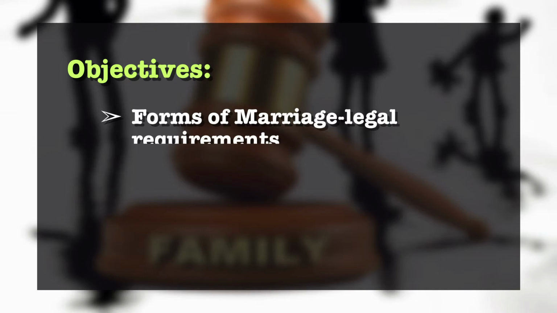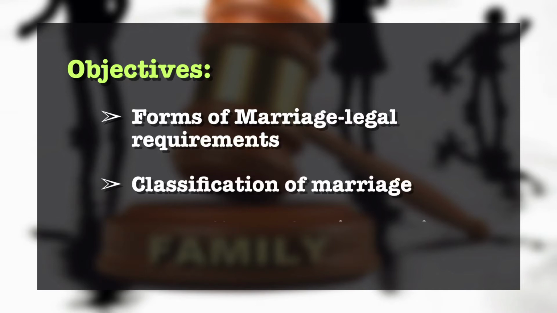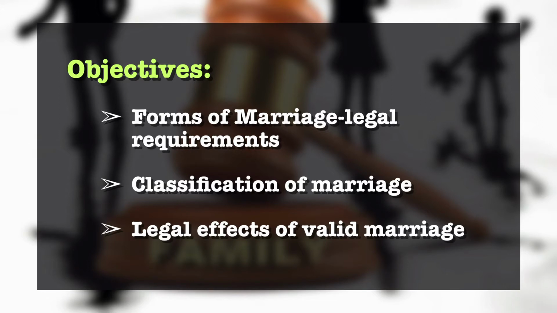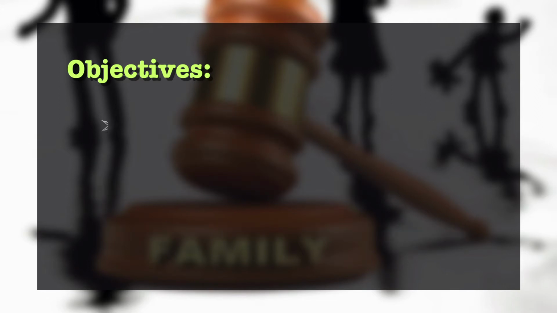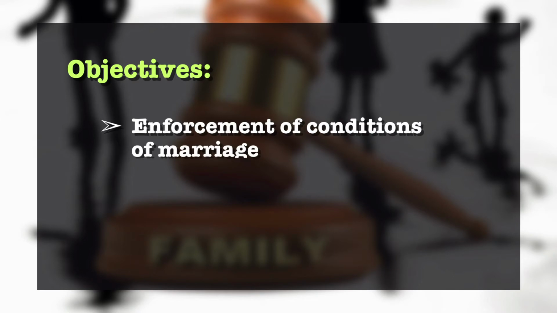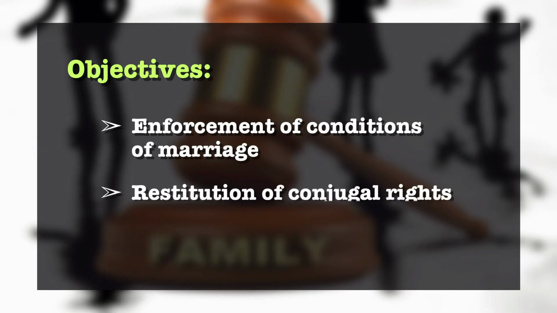Dear students, in order to understand the nature and essentials of marriage, one should know the essentials of marriage and its effects. In this lecture, we will discuss the following areas of Muslim marriage. 1. Forms of marriage, its legal requirements. 2. Classification of marriage. 3. Legal effects of valid marriage. 4. Enforcement of conditions of marriage. 5. Restitution of conjugal rights.